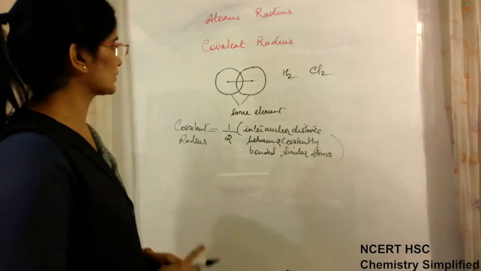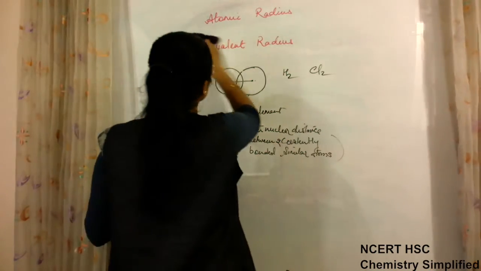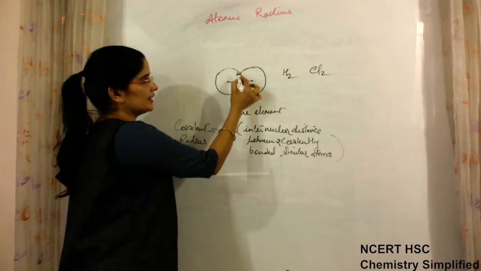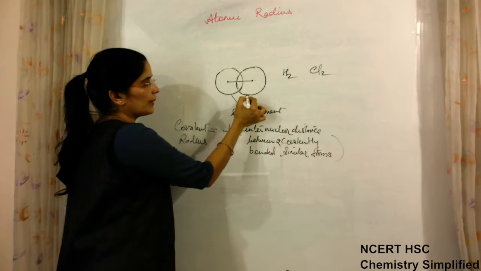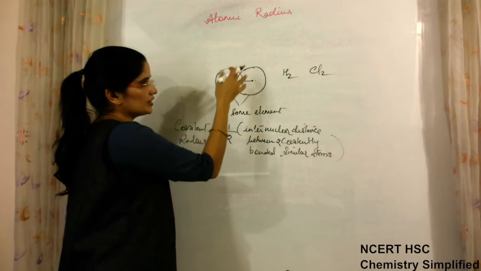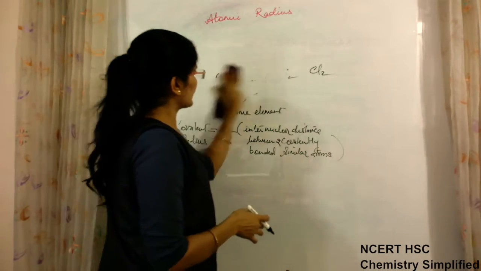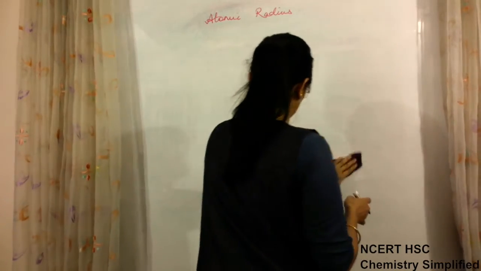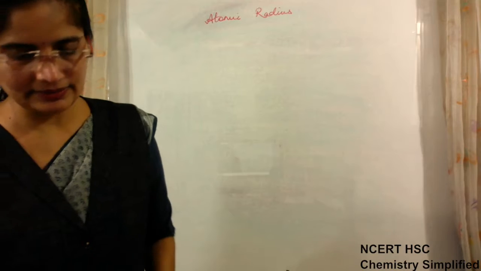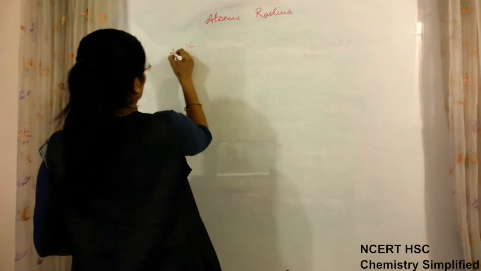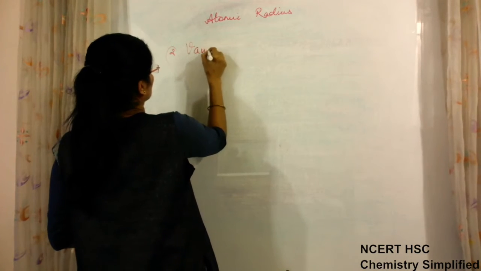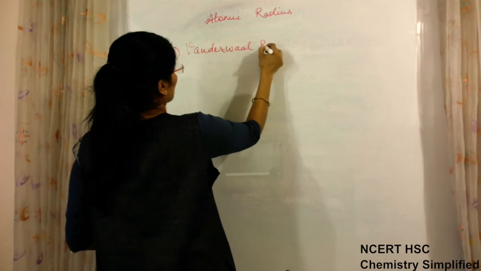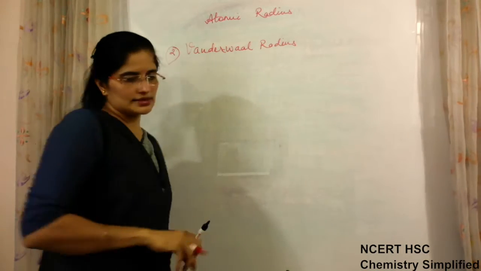Now, the second method. You just keep in mind that when we take covalent radius, these atoms are overlapping each other. Okay, some part is overlapped. Now the second method for measurement of radius is van der Waals radius. How is van der Waals radius measured?